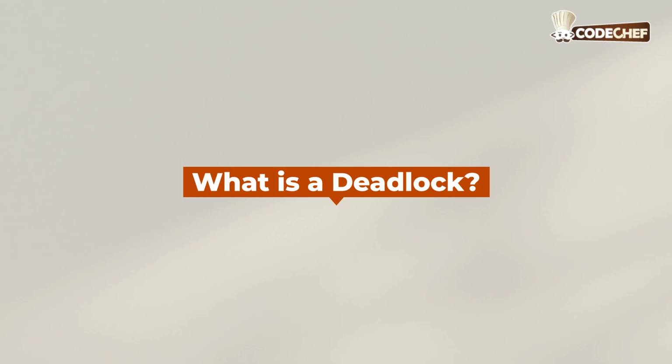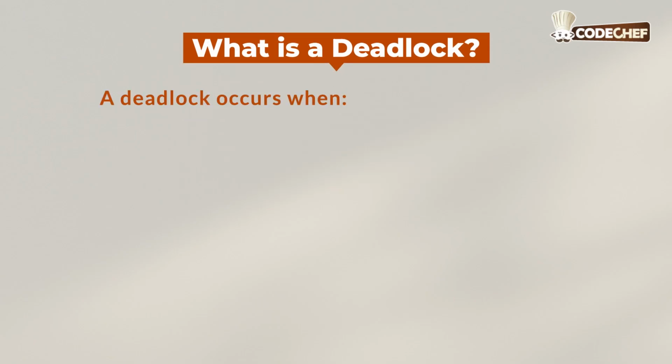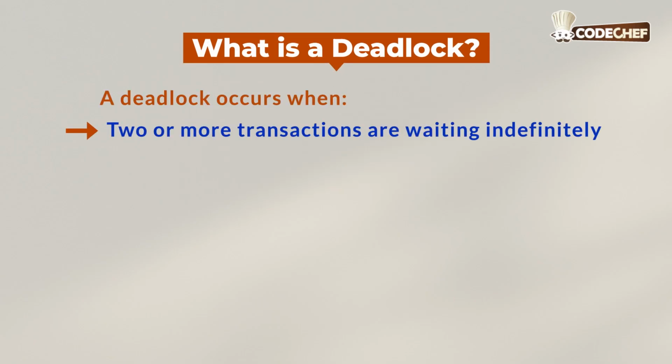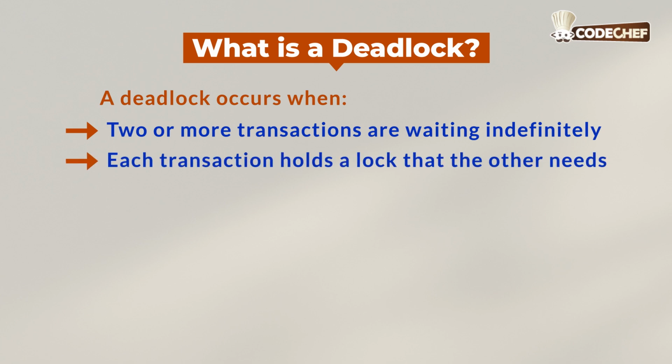What is a deadlock? A deadlock occurs when two or more transactions are waiting indefinitely. That means two or more transactions are trying to complete their execution, but none of them is completed. Each transaction holds a lock that the other needs. That means the data or any other resource held by each transaction is needed by the other transaction to complete its execution. And this is what leads to deadlock.